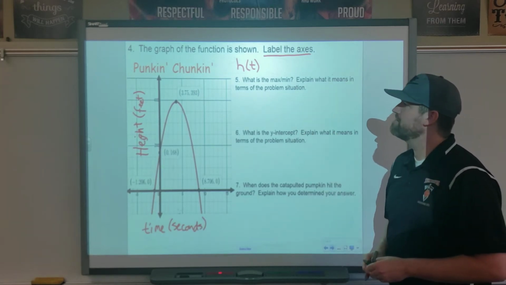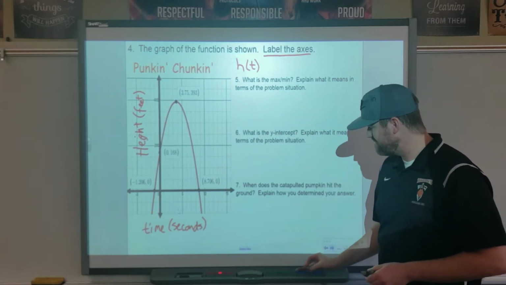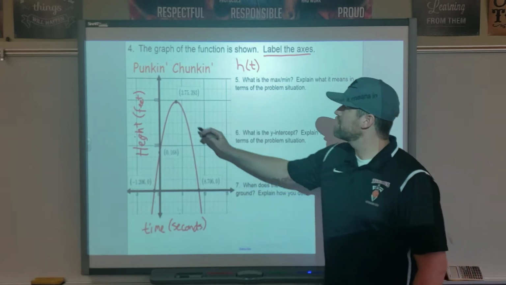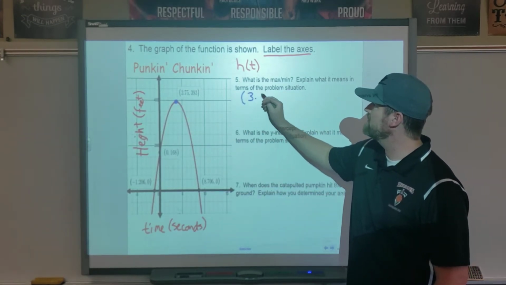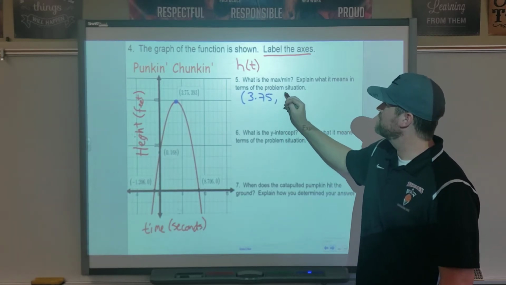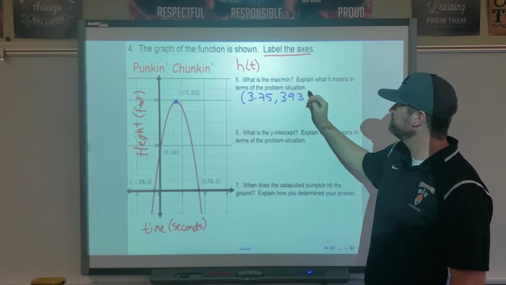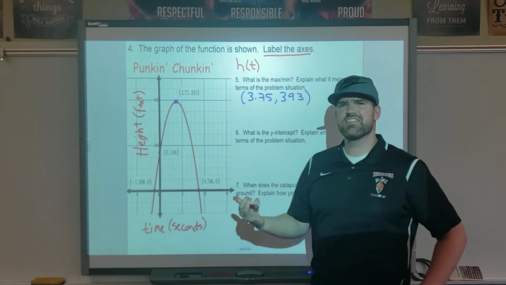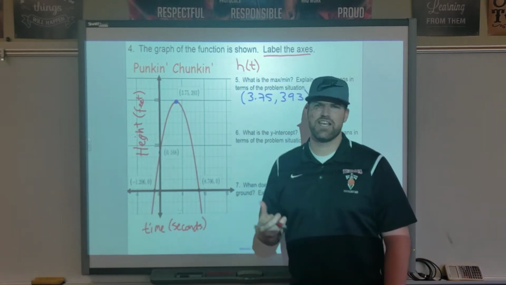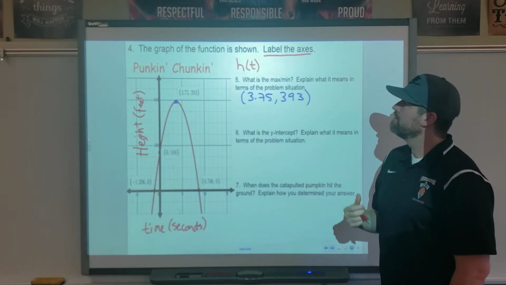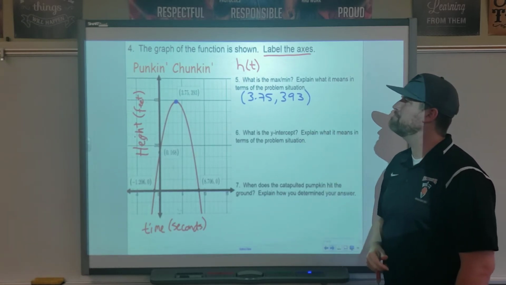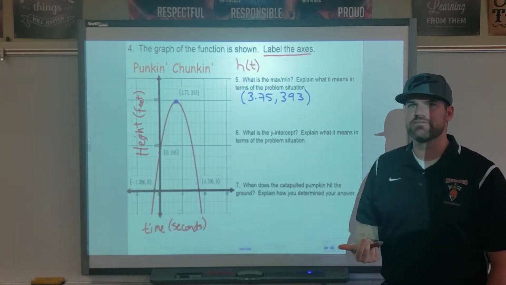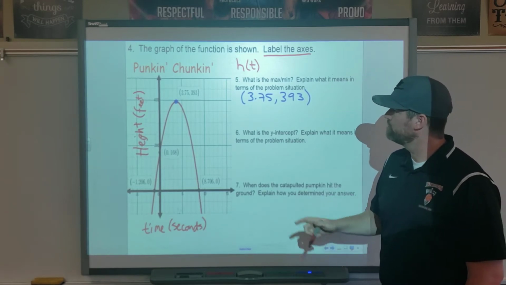This says, what is the max or min? Well, we know it's a maximum, and we know it's this point right here, which is the ordered pair (3.75, 393). So that's easy to be able to look on a graph, find that vertex, read what it says, right? The more important part as we get into context is, what does that actually mean in the problem situation?